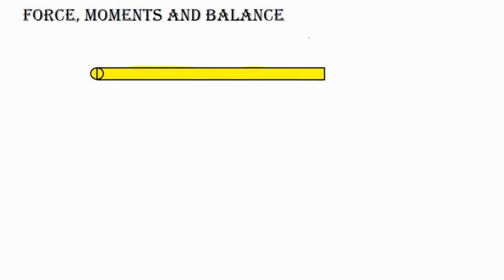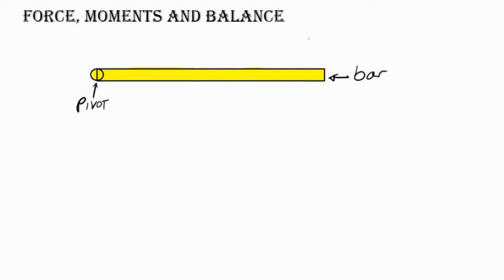So, there are two things that are very important when we're dealing with moments. Here we have a bar and a pivot. There's no moment acting on it. What we need is a force to act on the bar, and that force will have to be a distance from the pivot, specifically a perpendicular distance to the pivot. Okay, so let's start that now.